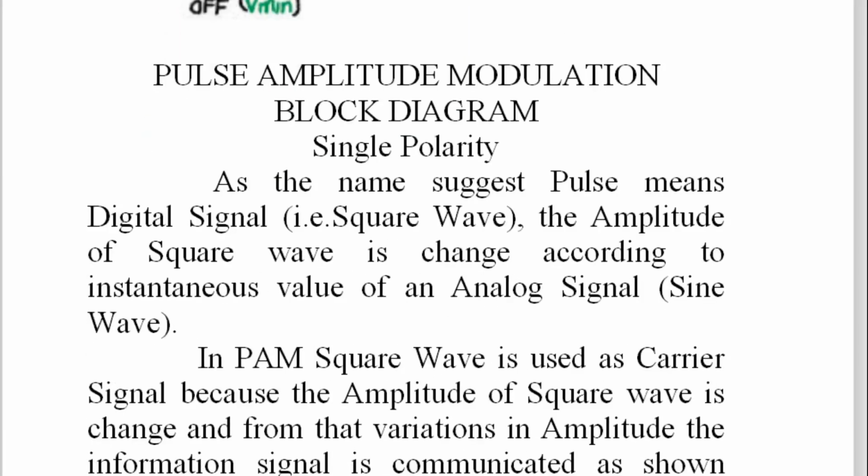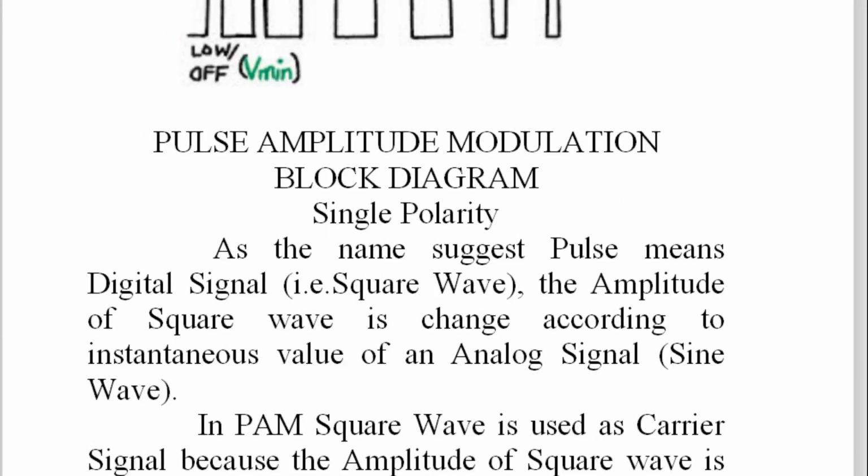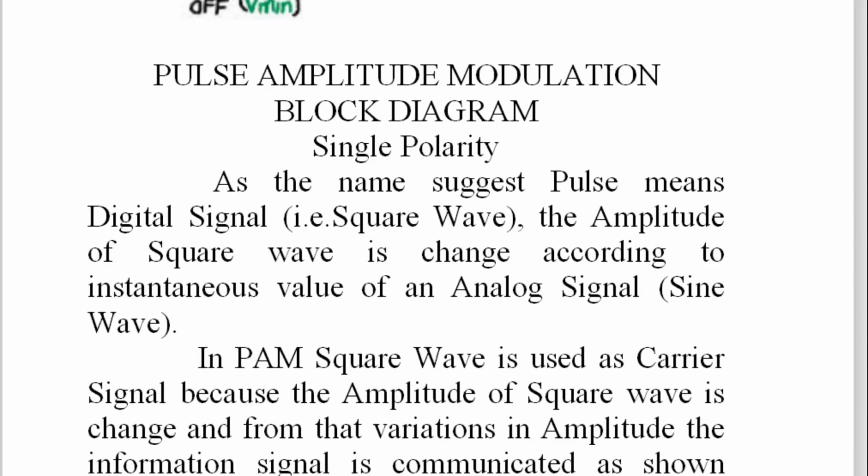So in this way, if you understood the basics of the digital signal and analog signal, then we'll proceed to pulse amplitude modulation. We'll see the block diagram and study the definition also. In pulse amplitude modulation, pulse means square wave. Square wave is used as the carrier signal.